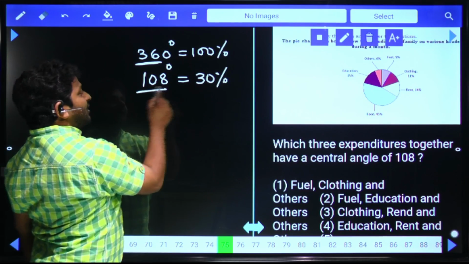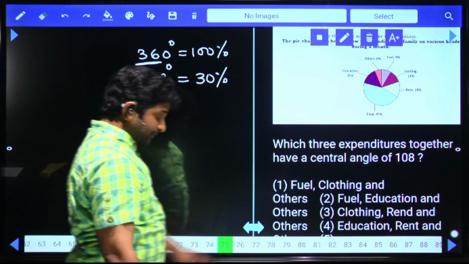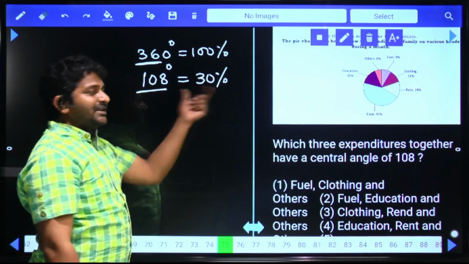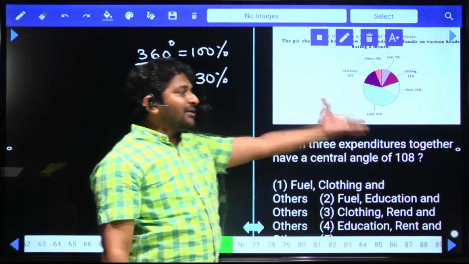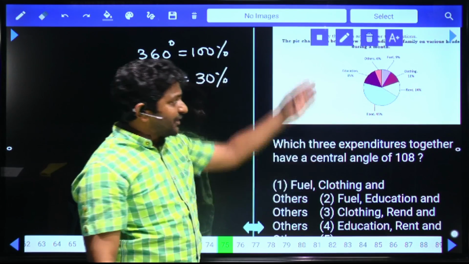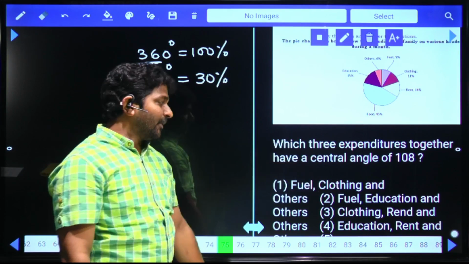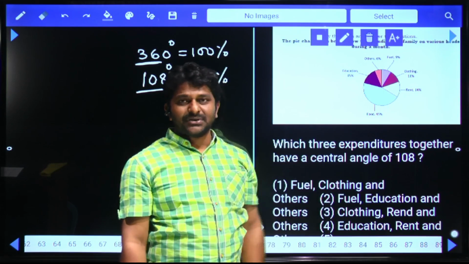I am converting 108 degrees to percentage because the given data is in percentage. We converted degrees to percentage and got 30%. When we add those values, it is 30%. One thing, you can go from the options, or since the information is directly given, we check in it and take it. So education, fuel and others, the second option, is our final answer.